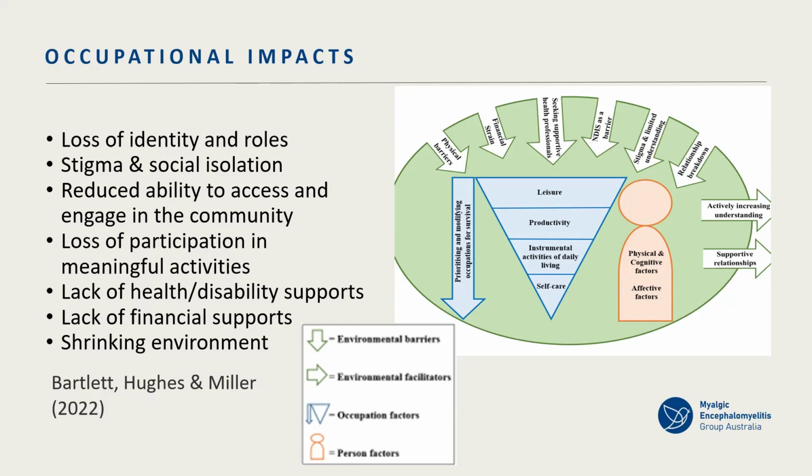So essentially what happens with people as the level of disability goes up is that people actually start losing their ability to engage in those meaningful and valued occupations. So essentially, leisure goes first because that's almost a bit of a luxury. Then productivity, so people end up not being able to work or do tasks which still have a lot of meaning for them, volunteering and so on.